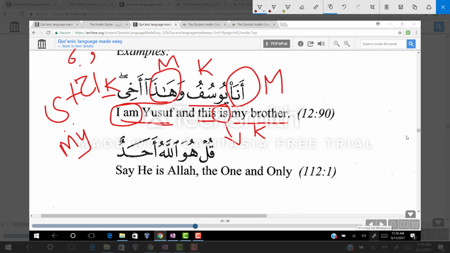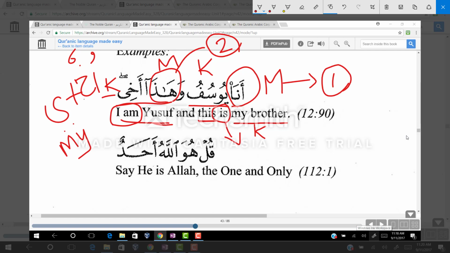So we have two nominal sentences in this ayah. So ana Yusufu is the first nominal sentence, in which ana is the mubtada and Yusufu is the khabar. And the second nominal sentence is wa hadha akhi, where hadha, this, is the mubtada, and akhi, my brother, is the khabar.